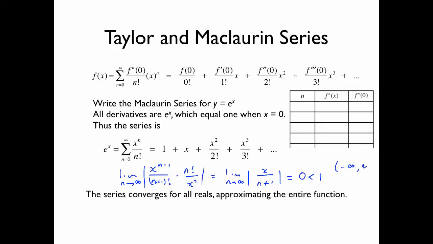The interval of convergence is all reals. Meaning that if you took every single term of this infinite polynomial, you will get the whole function e to the x. And if you have a finite number of terms, it'll be an approximation, which will get better and better as you take more terms. So let's see that in action here. Questions on building the Maclaurin series for e to the x, or finding the interval of convergence?